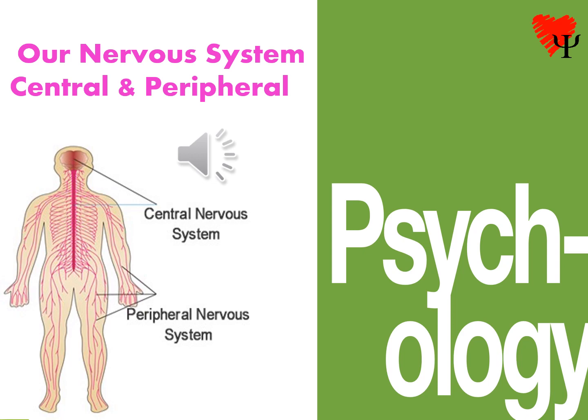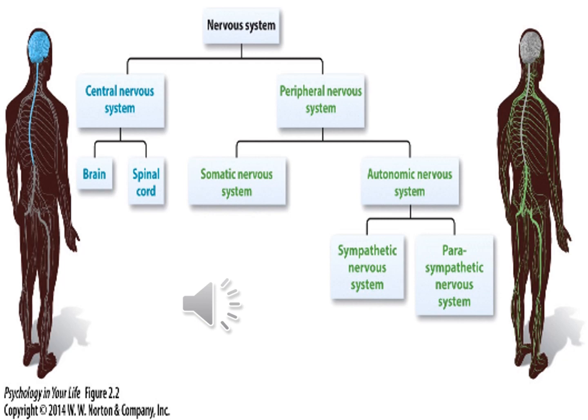Now let's consider the divisions of the nervous system, central and peripheral. On the next slide, we'll see the breakdown of these two branches. So let us begin our discussion of the nervous system, starting with central nervous system, often abbreviated CNS. The two parts of the CNS are encased in bone. They are surrounded by bone. So that would be our brain and our spinal cord.